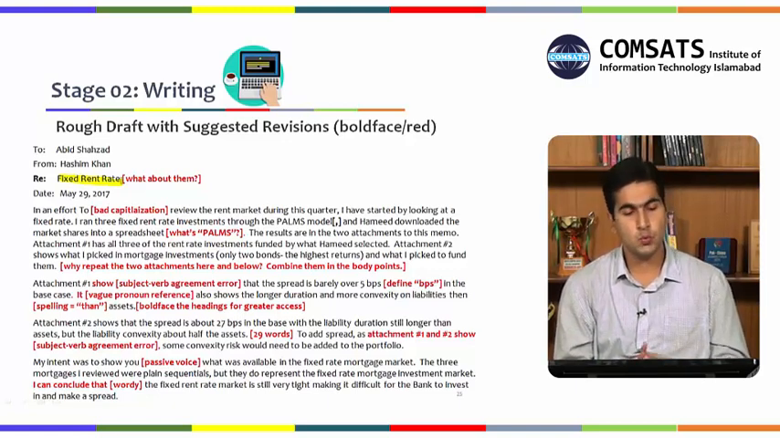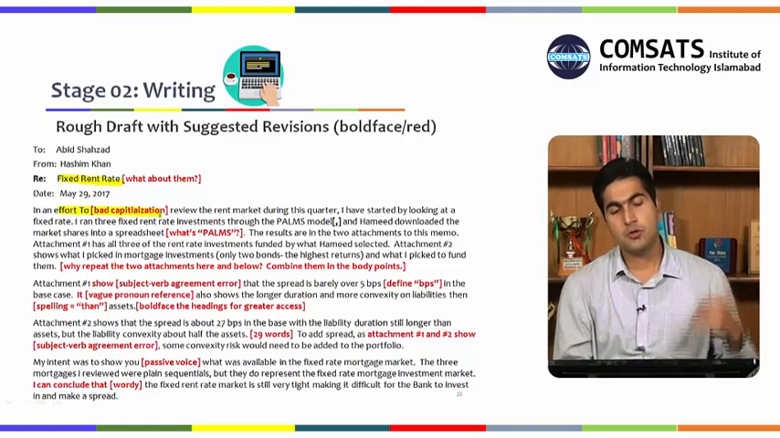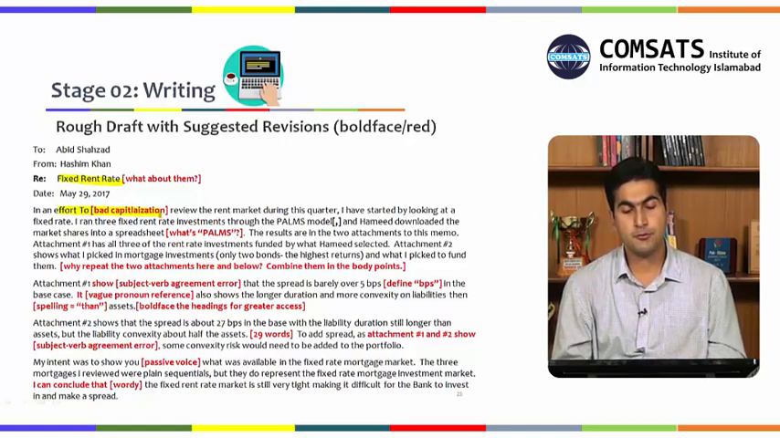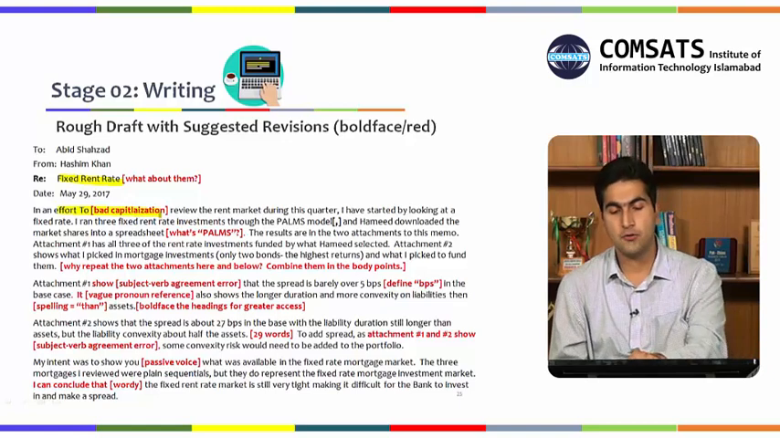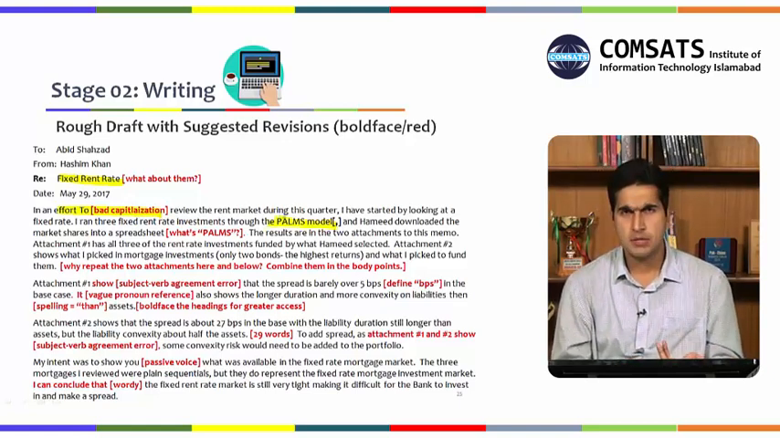In an effort to, there is a bad capitalization. To review the rent market during the quarter, I have started by looking at a fixed rate. I ran 3 fixed rent rate investment through the PALMS model. So even I would ask as well, being a new reader, can you tell me what basically this is? And Hamid downloaded the market shares into a spreadsheet. That's why this is the question.